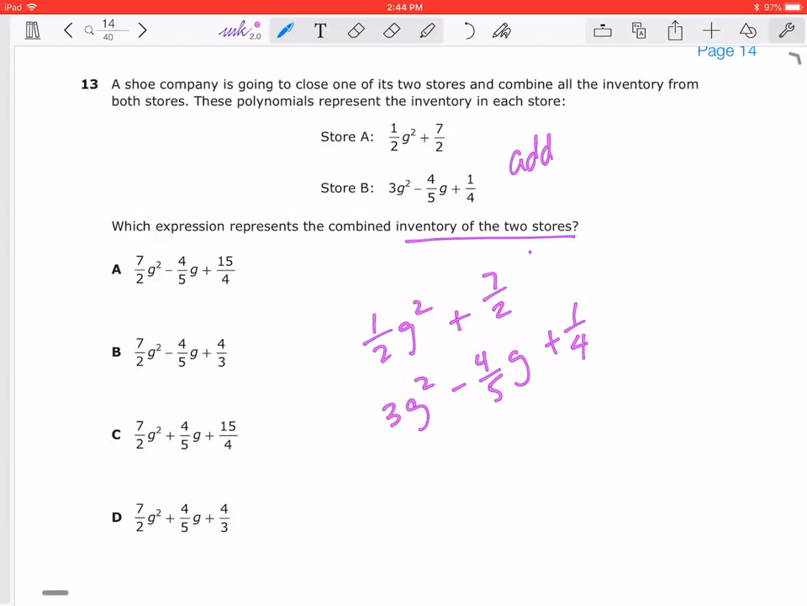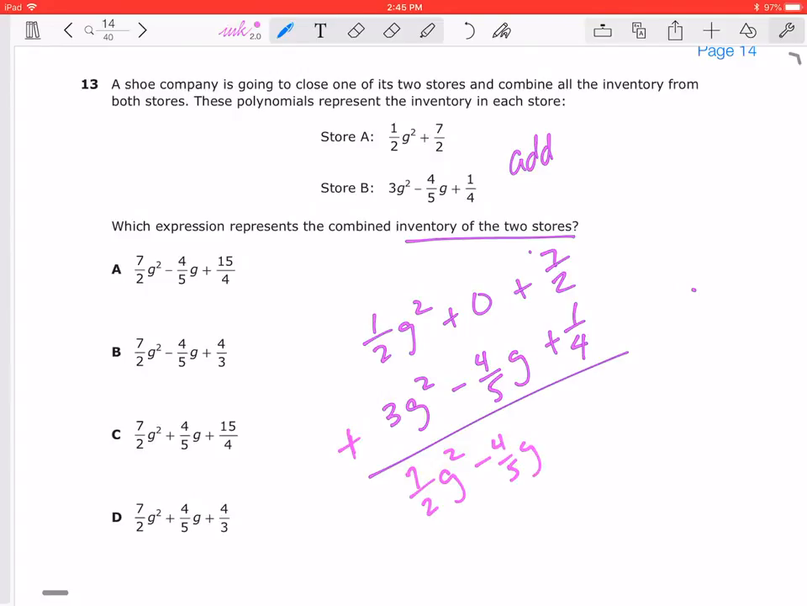Now look, the g squared terms are like terms that combine, but there's no like term for the g. So I'm going to move that over, and that would be plus 0 plus 7/2. Okay? So that now I can see how they're all together. Now let's see, 0.5, and we're going to add all these together. So 0.5, or 1/2, plus 3 will give us 7/2 g squared. Okay, they all have 7/2 g squared minus 4/5 g. Well, I can count out C and D. So now my last choice is to see what the last term is.